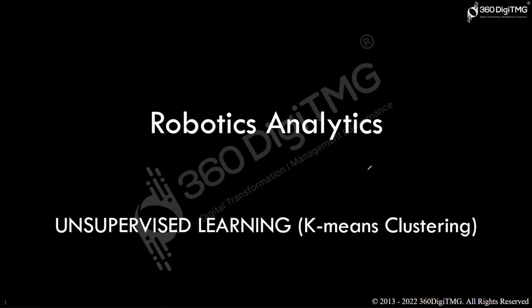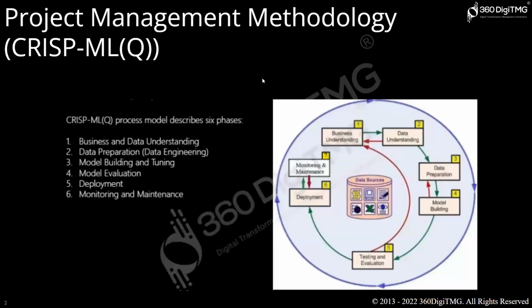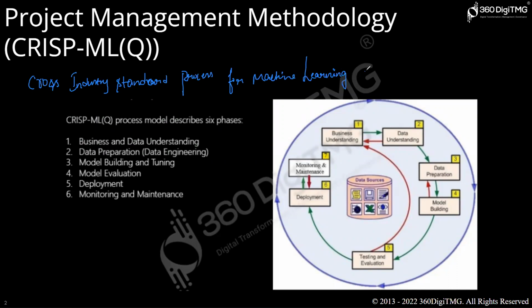So moving on, guys, we're going to see what CRISP-ML(Q) is. In the sessions we have seen what is meant by CRISP-ML(Q), right? CRISP-ML(Q) is nothing but Cross-Industry Standard Process for Machine Learning with Quality Assurance. Okay, that is the full form of CRISP-ML(Q).